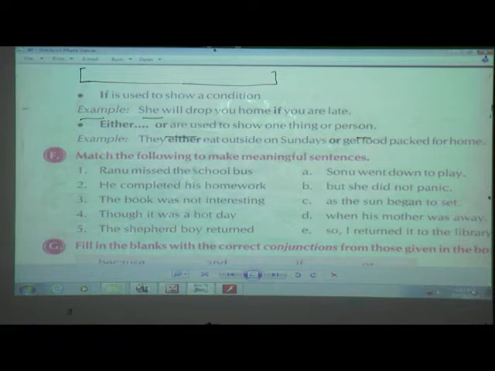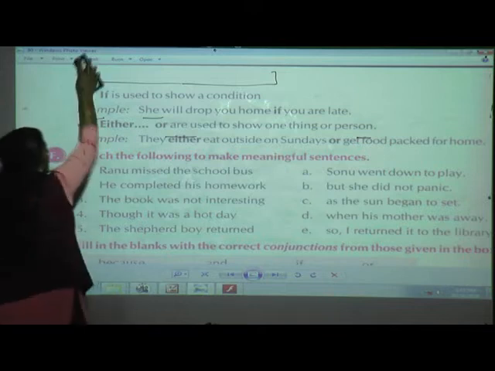Okay, so in total how many have we learned in today's session? Or, because, both, until, when, so, if, either or. In total, we have finished these. Understood, students? What are the different conjunctions used for, and for what purpose?